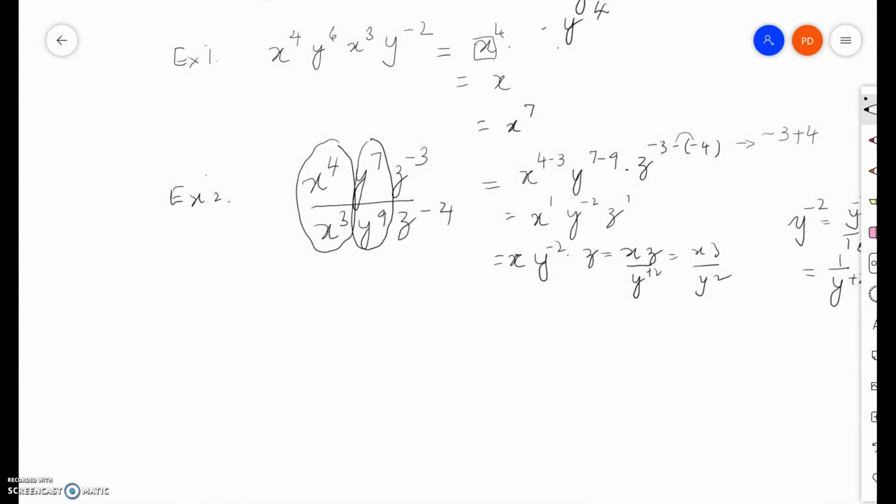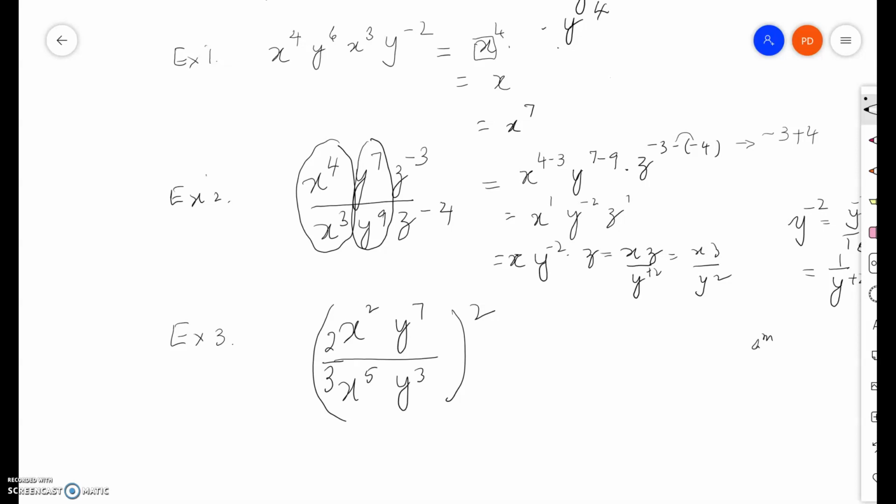Now suppose we have x squared y to the 7th divided by x to the 5th, y to the 3rd. Let's even add some numbers here, whole squared. Now remember (ab) to the m is a to the m times b to the m. So that's what we're going to do eventually, but parentheses first. We're using PEMDAS, so we work on the parentheses first.